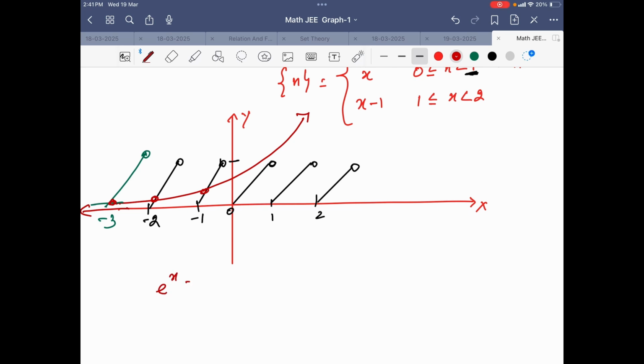Therefore, for e power x equal to the fractional part function, how many solutions are possible? It is the number of negative real solutions. How many points is it intersecting? There are infinitely many points. There would be infinitely many intersections, therefore infinitely many negative solutions are possible.